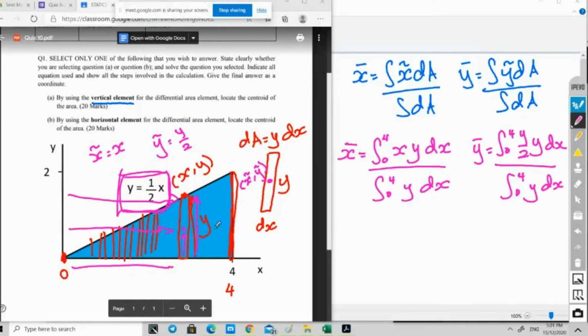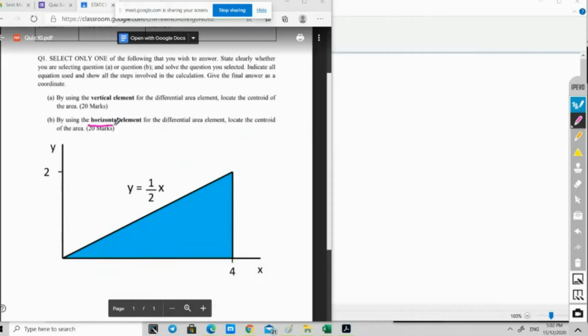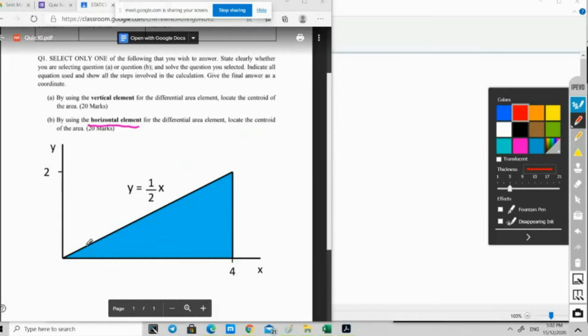All right, so this is the story when you use the vertical element, which is the easier one for this area here, right? So if you actually choose to do a horizontal element, what you do is you chop the area like this, right? So basically one sample area will be a horizontal element like this, and the first element is here, the last element is here, right? So your limit is from 0 until 2, right?